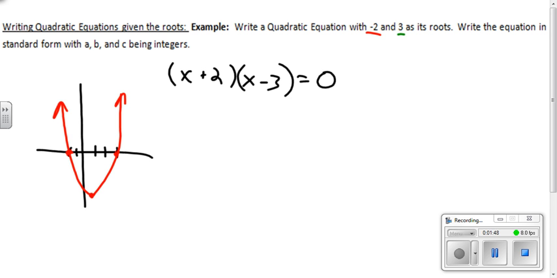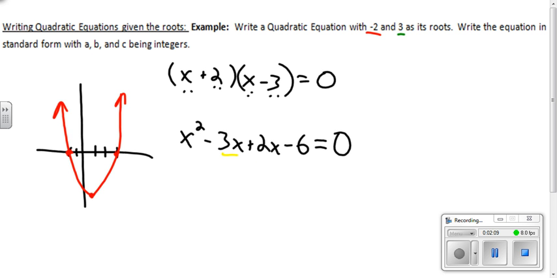Now that we have our factors, we just need to get it back into standard form, which is as simple as FOILing. X times x is x squared. X times -3 is -3x. 2 times x is +2x. And 2 times -3 is -6. And it all equals 0.